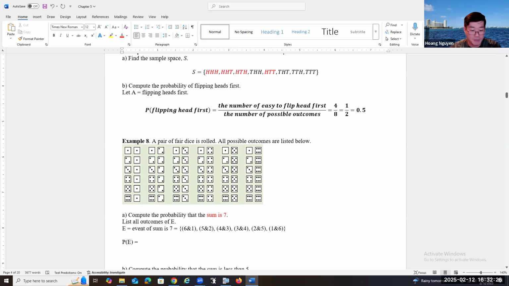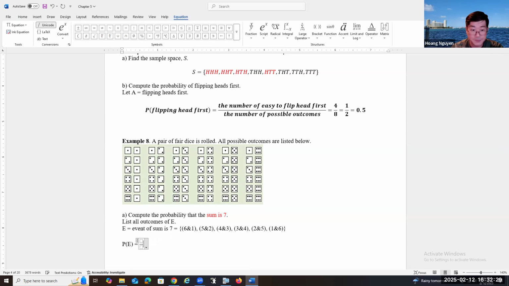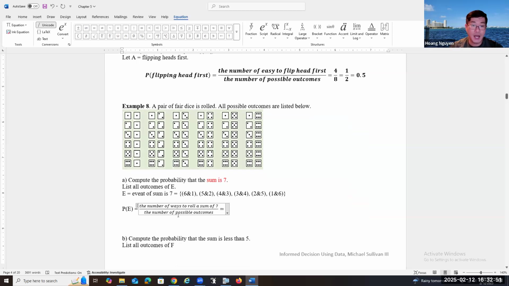So the probability of the event is equal to the number of ways to roll a sum of 7 over the number of possible outcomes. The number of ways that you can roll the sum of 7, we have 1, 2, 3, 4, 5, 6. So there are 6 possible ways out of the number of possibilities, which is 36.